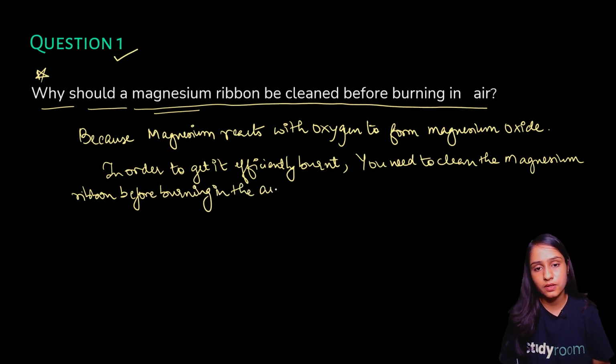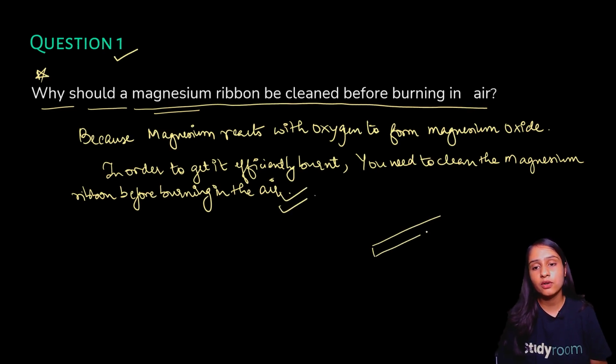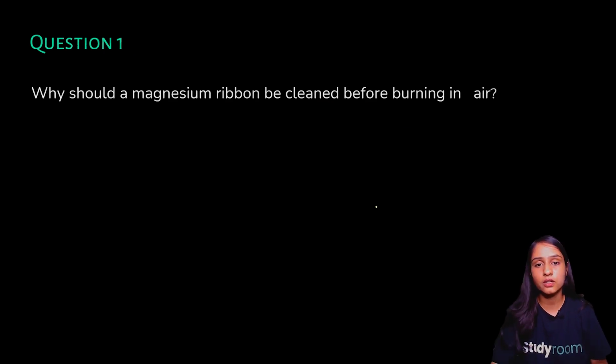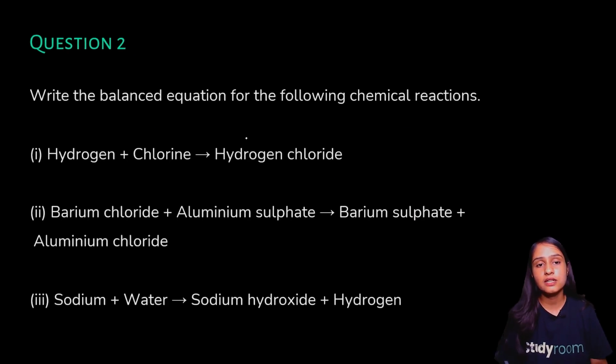Okay, this is the proper answer, and this is important because when magnesium ribbon is kept for a long time in the atmosphere, it reacts with the atmospheric oxygen present around it, and it forms a magnesium oxide layer on it. So in order to get it efficiently burned, you need to clean it before burning in the air. Okay, now let's get into question number 2. These are the types of questions that will be asked in the exam.